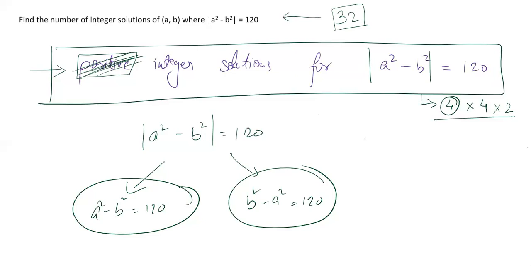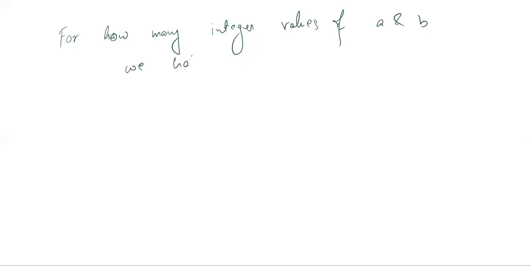I would like to discuss an interesting question on this same idea. So let me get into that. I'll just write this out. So suppose the question says, for how many integer values of a and b we have a square minus b square equal to 62.